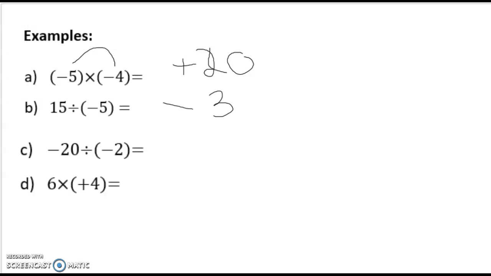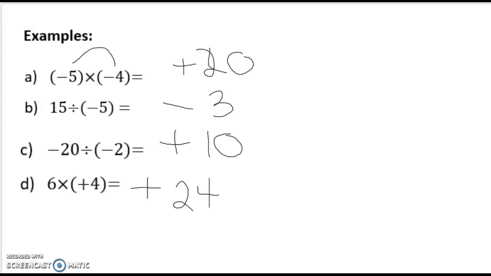Next one. We have a negative divided by a negative. So negative and negative make it a positive. And now we can do the numbers. We have 20 divided by 2, and that gives us 10. So it's positive 10. Last but not least, a positive, because there's nothing there, times a positive here. Our answer is positive. And 6 times 4 gives us 24.